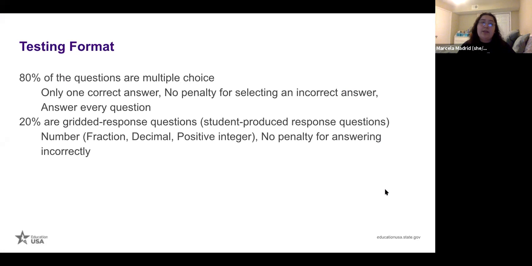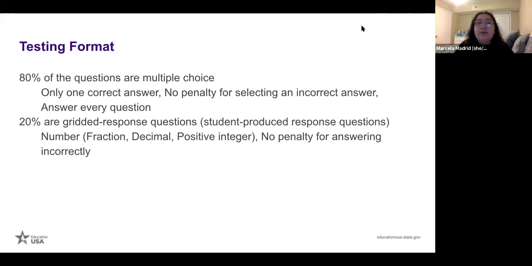So the testing format: 80% of the questions will be multiple choice, meaning you have 1 correct answer. However, we do recommend you fill in all of the questions, even if you do not know the answer, because there is no penalty for selecting an incorrect answer.